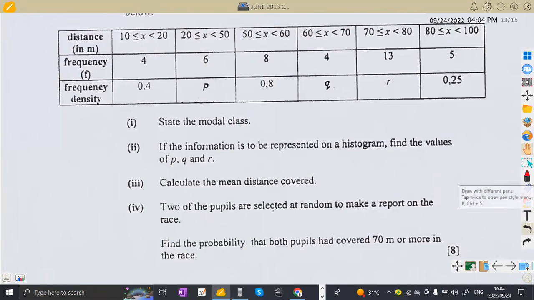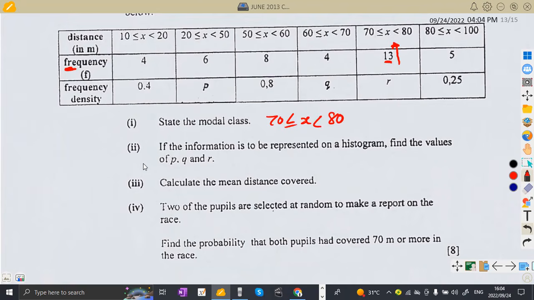So remember, the modal class is the one that has the highest frequency. So we need to be on the frequency here. Which one has the highest frequency? The highest frequency is what? 18. So the class that is the answer is 70 less than or equal to x less than 80. That is our class.